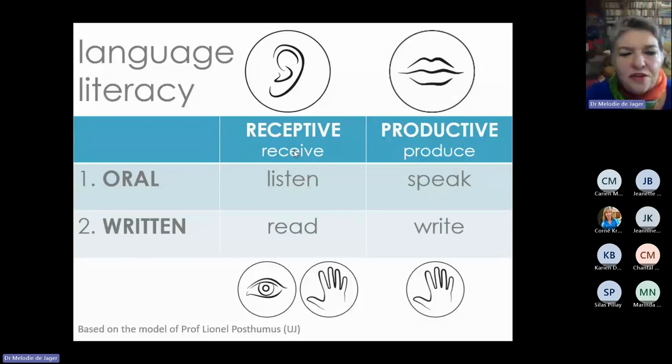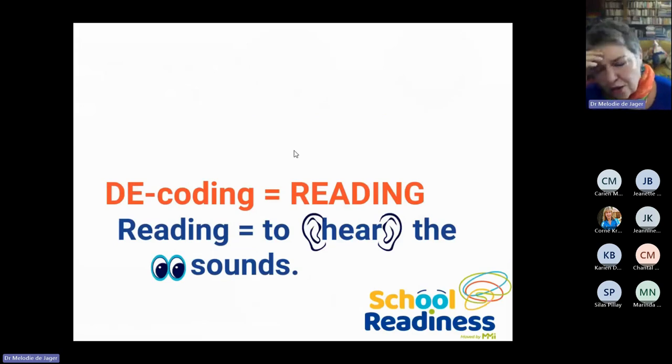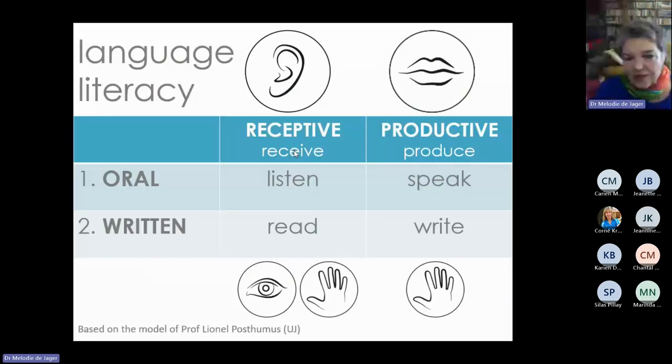So this is common knowledge. And now we get to the part. Because, my colleagues, I have a problem with this slide, because it says we need the written language.